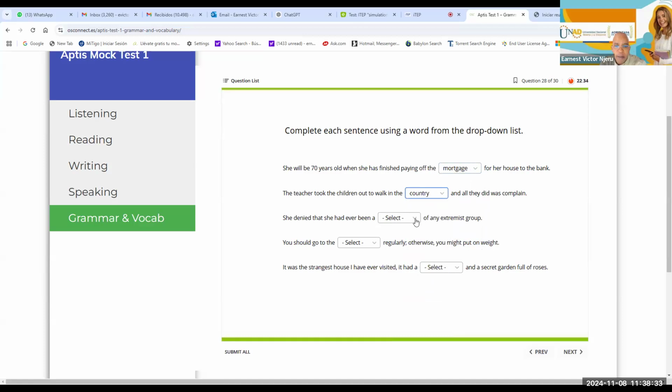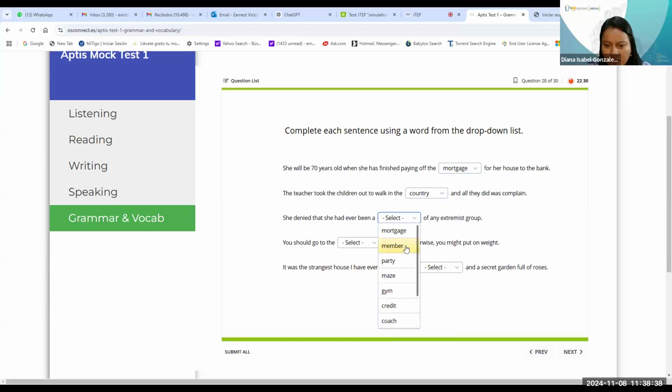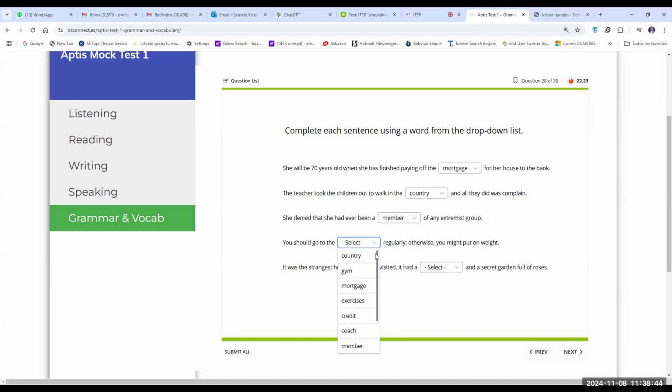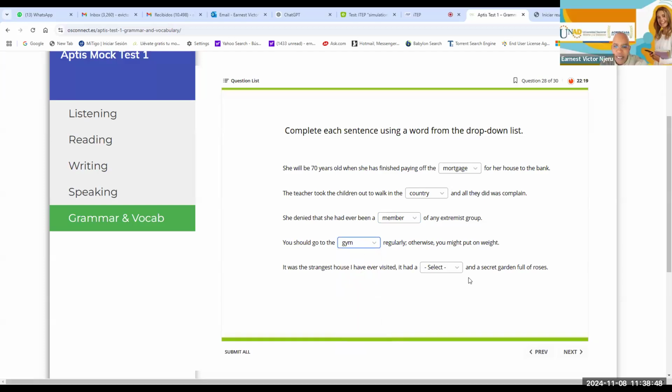She denied that she had never been a member of an extremist group. Member. Very good. You should go to the gym regularly, otherwise you might put on weight. Gym. Very good. That one we always know, yeah. It was the strangest house I have ever visited. It had a full garden. Okay. So you are going to find all that.